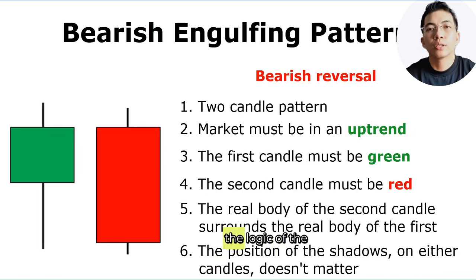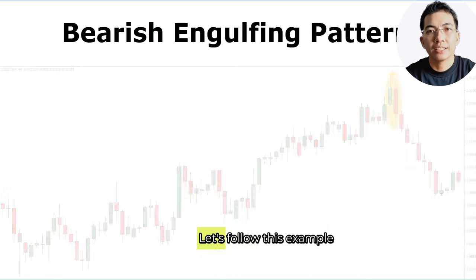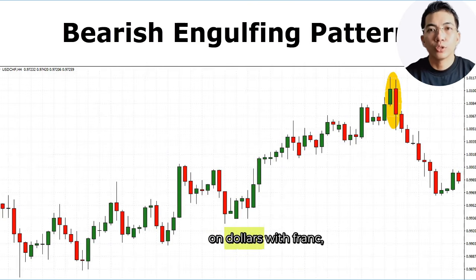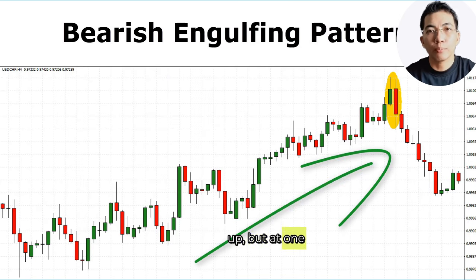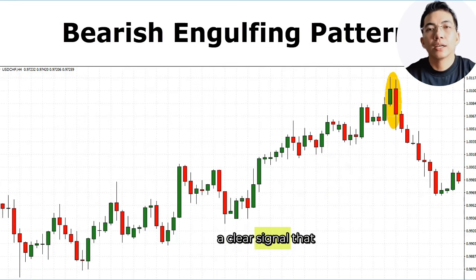So if you got the logic of the bullish engulfing pattern, the bearish engulfing pattern will be very easy for you. Let's follow this example on dollar Swiss franc 4-hour chart. The trend is clearly up, but at one point there's a bearish engulfing pattern that is a clear signal that sellers are strong at that price and might have the power to change the trend.